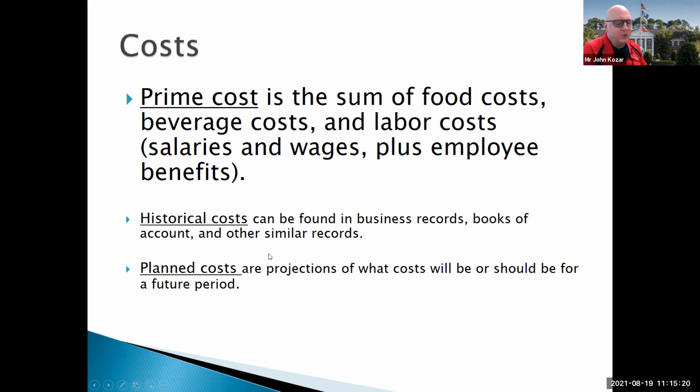We also have historical costs. We're going to talk about an income statement in a few minutes, and we print out an income statement every month, and we use the numbers in that to compare performance from one month to the next or from one year to the next. We'll also look at planned costs to project what we think the costs are going to be for some future time period.